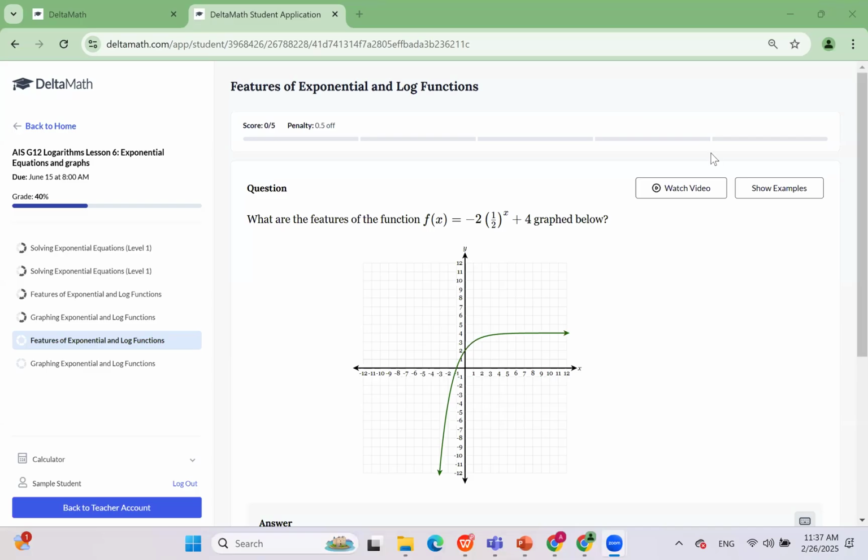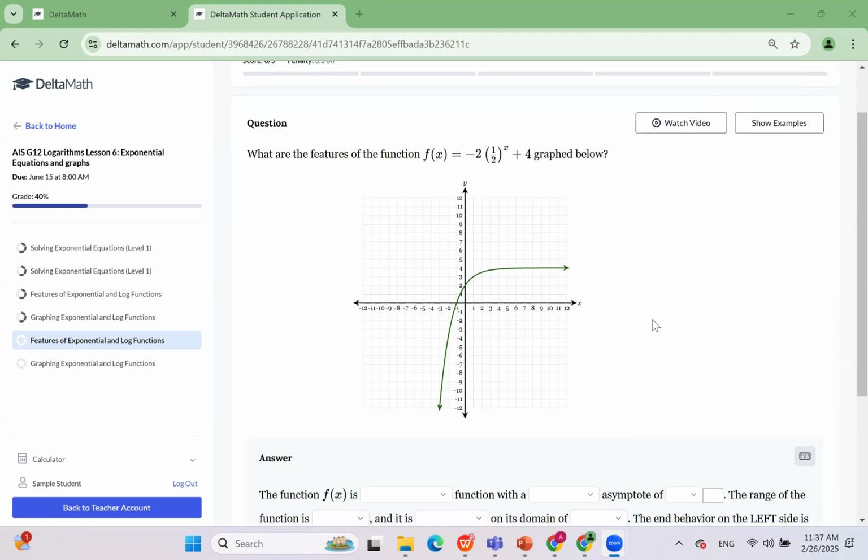Hello and welcome to this video in which we shall discuss features of exponential and log functions. So we're required to find the features of this function, -2 times half power x plus 4.